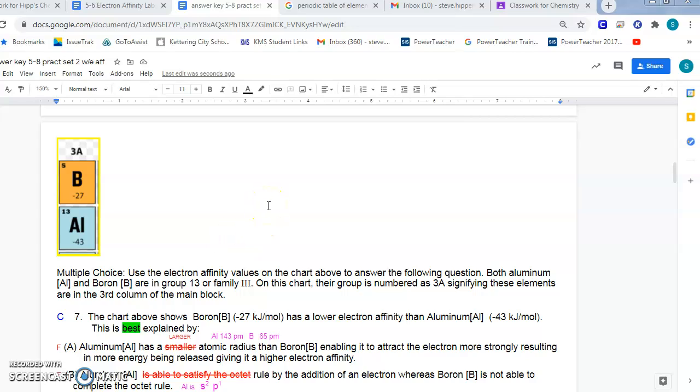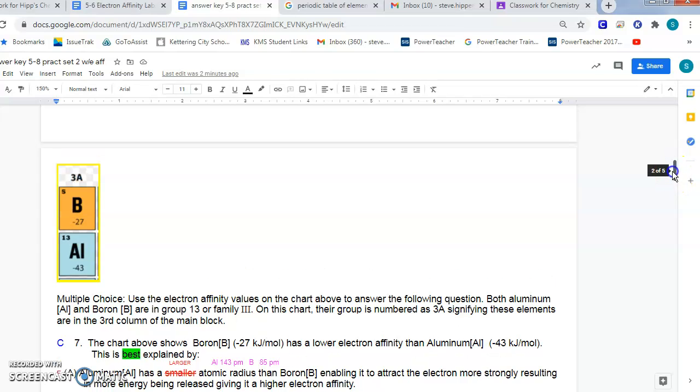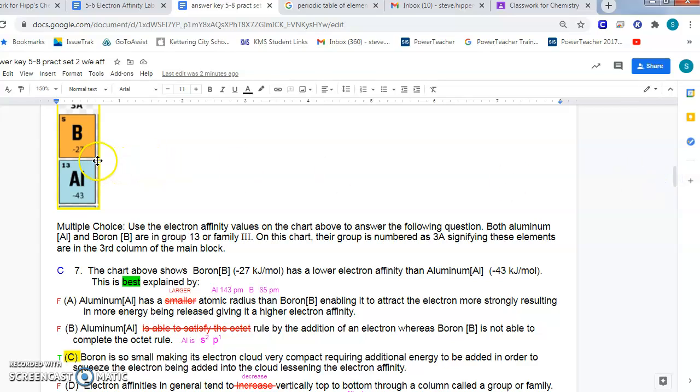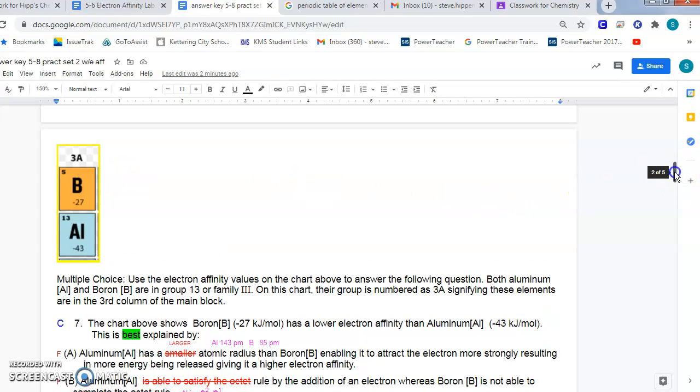All right, here's our second help video over 5-8 questions on electron affinity, and this is practice set number 2, part of the 5-8 assignment. We're picking up with question number 7. In question 7, they're giving us the electron affinities of boron at -27 and aluminum at -43.